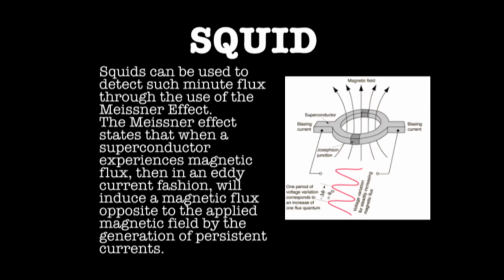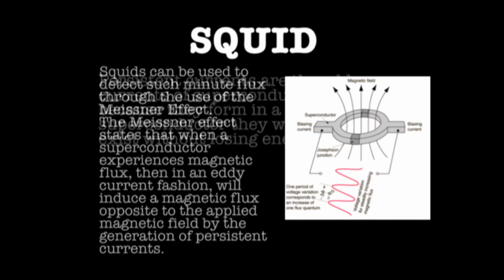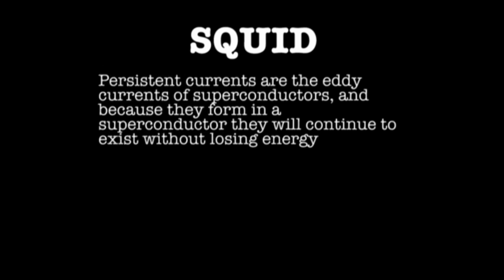The Meissner effect states that when a superconductor experiences magnetic flux, then, in an eddy current fashion, it will induce a magnetic flux opposite to the applied magnetic field by the generation of persistent currents. Persistent currents are the eddy currents of superconductors, and because they form in a superconductor, they will continue to exist without losing energy.